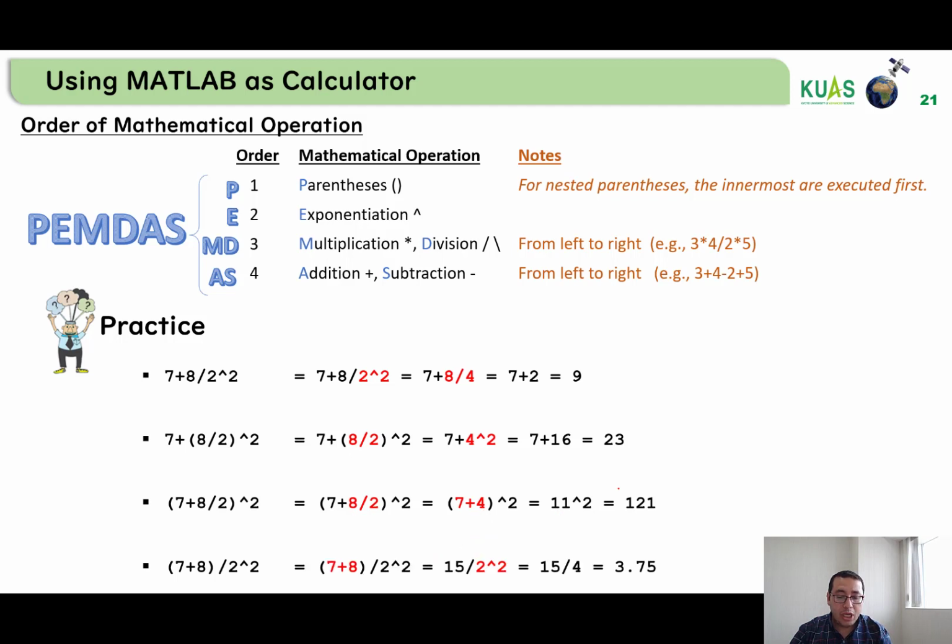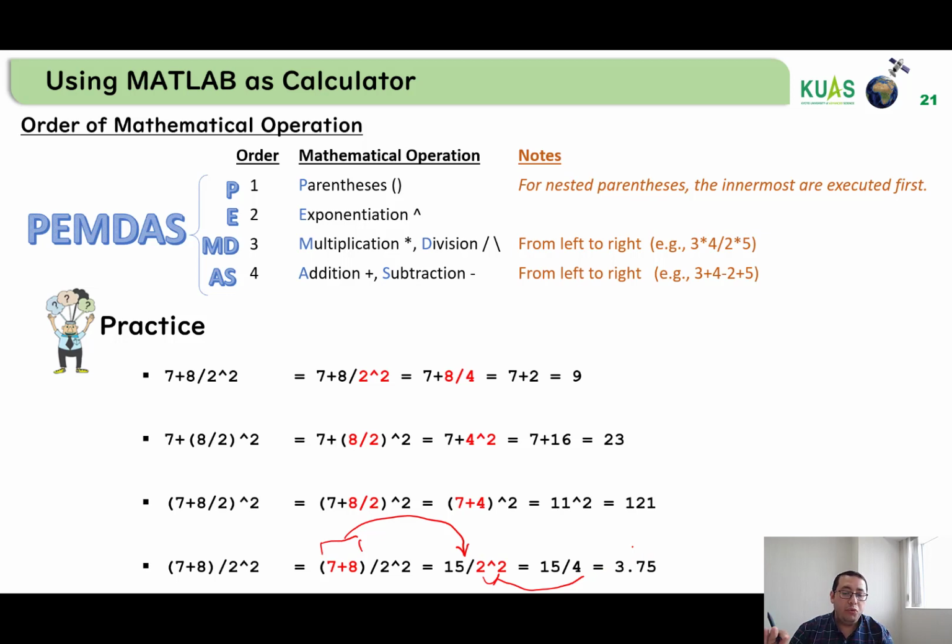For the fourth answer, we have the parentheses first, so the parentheses will be executed first, 7 plus 8, the answer is 15. And after that, we have division and we have the power, and the power should be first. So 2 to the power 2 is 4, so 15 divided by 4, the answer is 3.75.